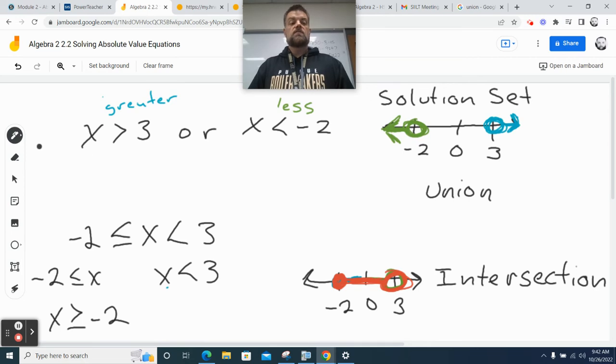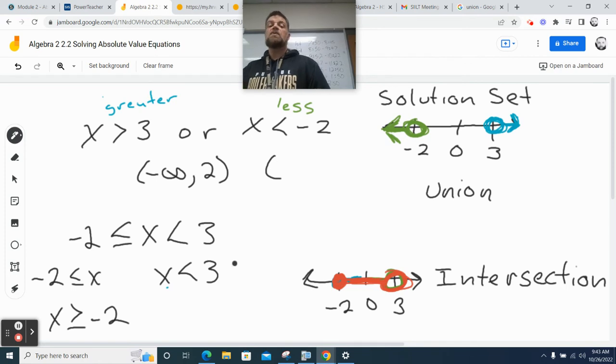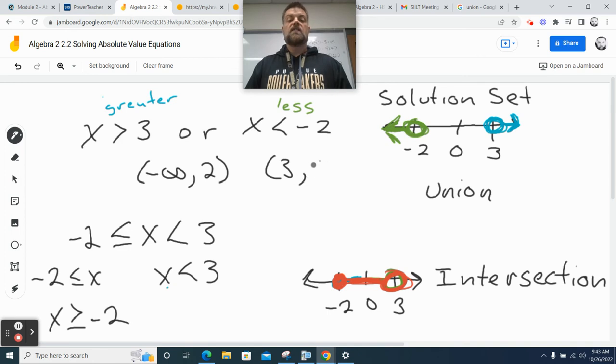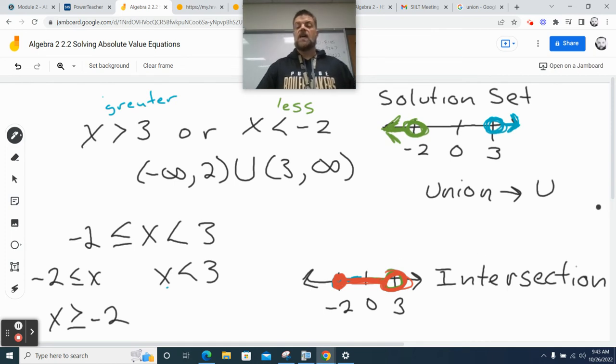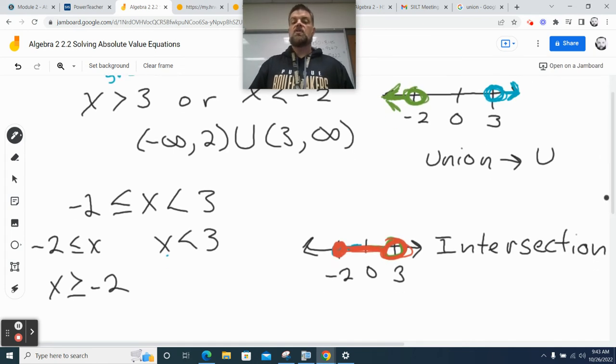So a union can be written a couple of ways. If I wanted to write this union, I would say my lower solution set is from -infinity to -2, and my upper solution set goes from positive 3 all the way to positive infinity. But because it's a union, I use a big U that stands for union. So at some point when we solve these inequalities, we could write it this way.